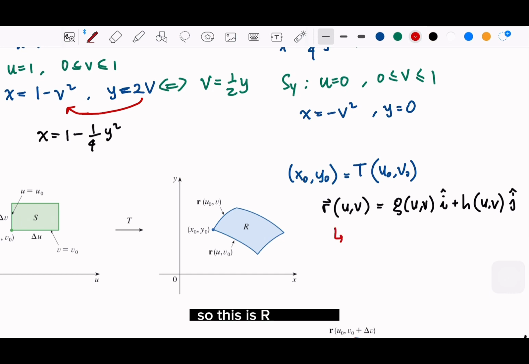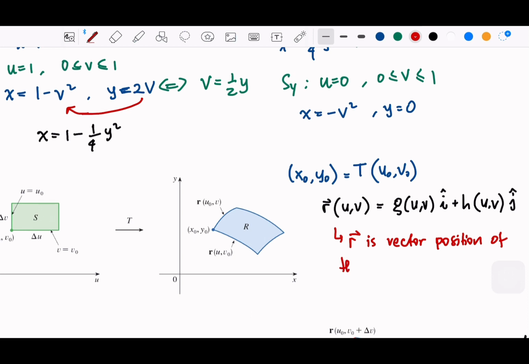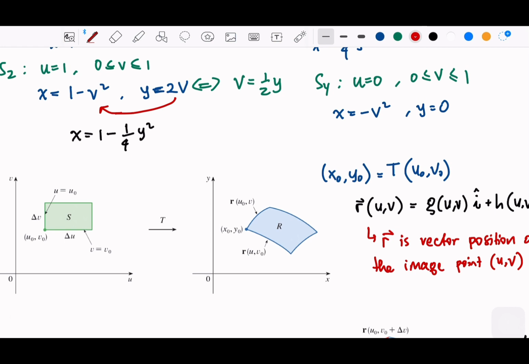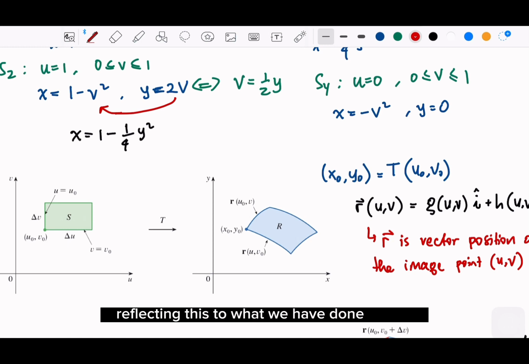So this r is the vector position of the image point (u, v). Simply what this picture means, if you carefully reflect this on what we have done before, is that all the segments are actually the segments here, the transformation part.